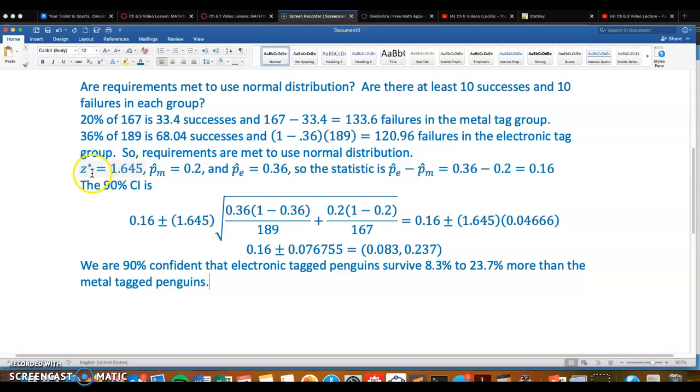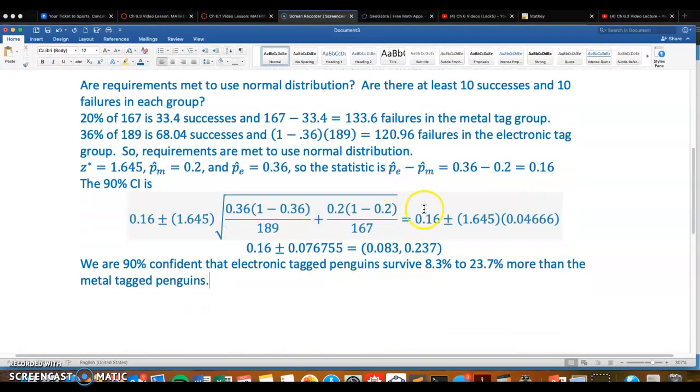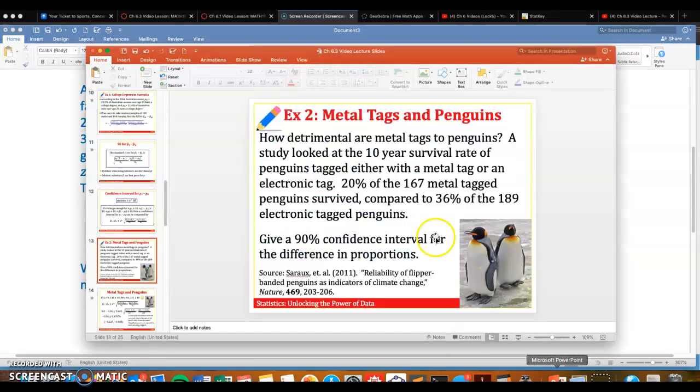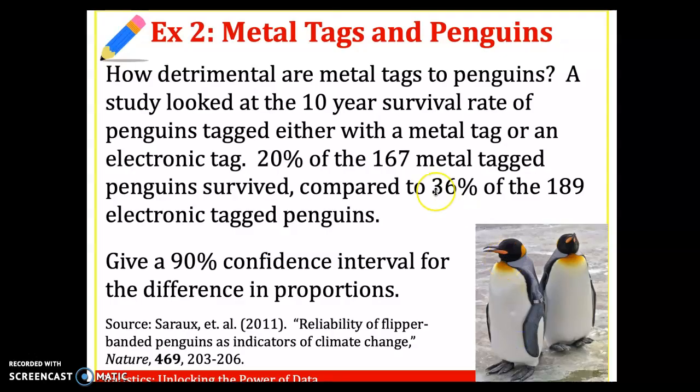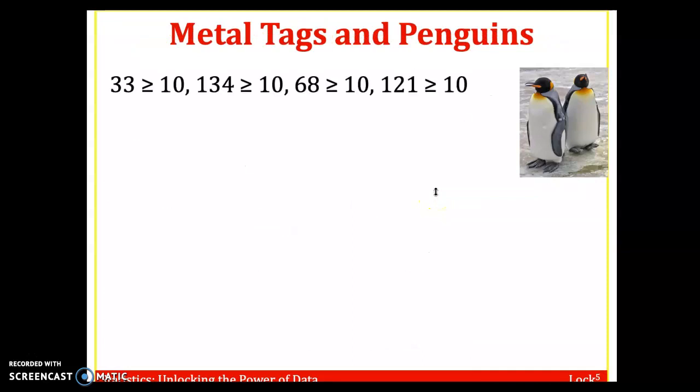For 90% confidence, Z star is 1.645. And then we threw all our information into the formula for difference of proportions to get 90% confident that electronic tag penguins survive 8.3 to 23.7% more than metal tagged penguins. Okay, so I forgot I wrote this up on the slides, and kind of make sure here we have at least 10 successes and failures.